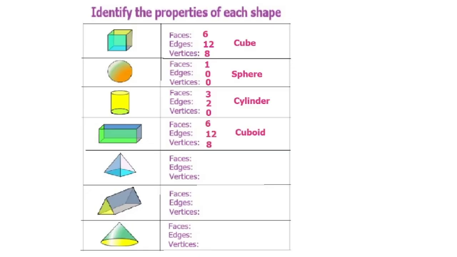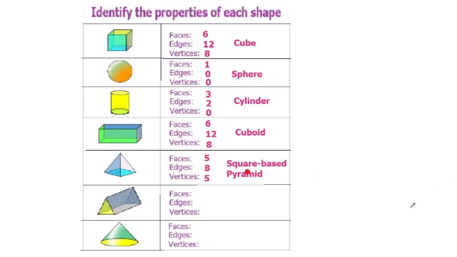Now the cuboid is exactly the same as the cube. It's just elongated, but the number of faces is the same, the number of edges is the same, and the number of vertices is the same. And I encourage you to count those for yourself.